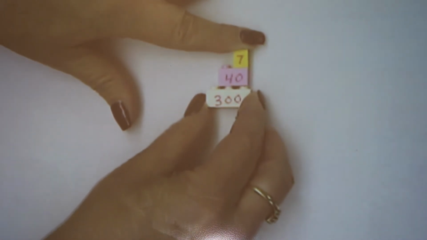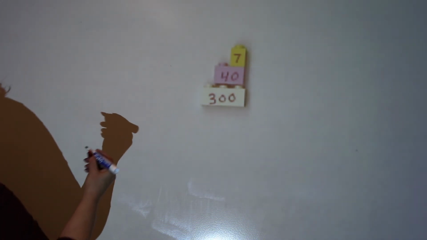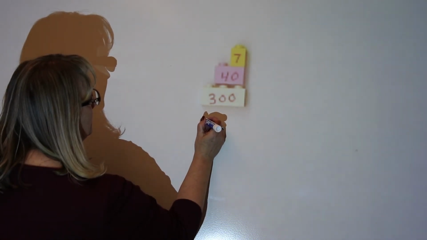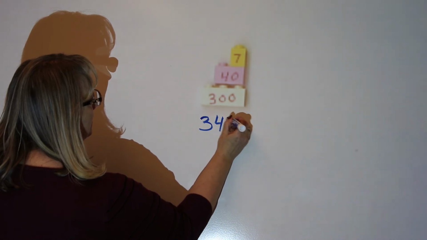And then I put it all together, and what do you think my whole number would be for that? Well, as we say it, we could write it. We could say 347.